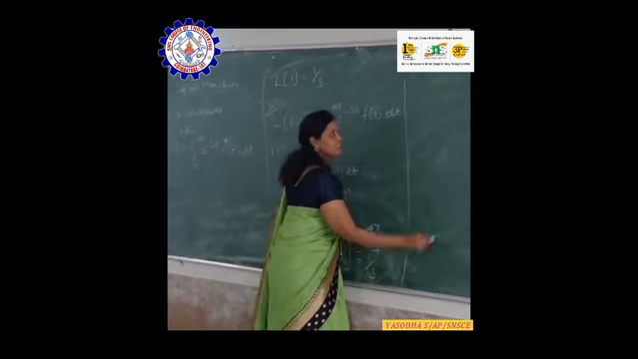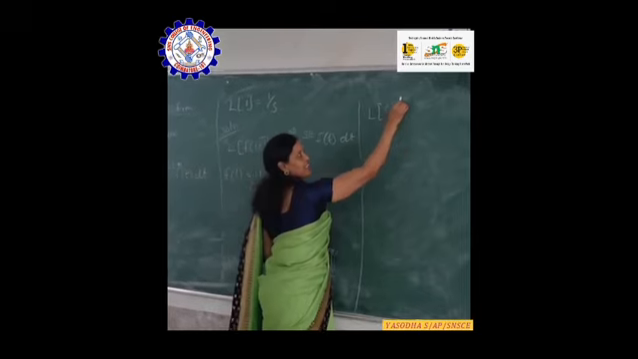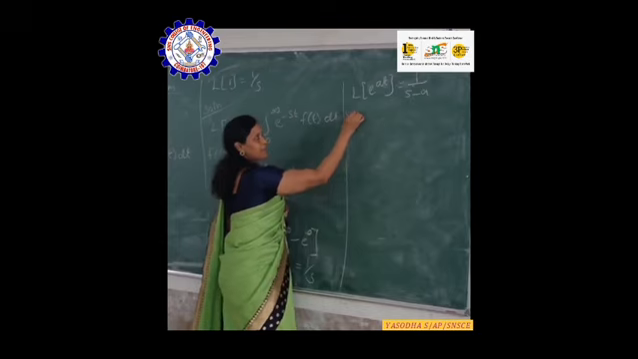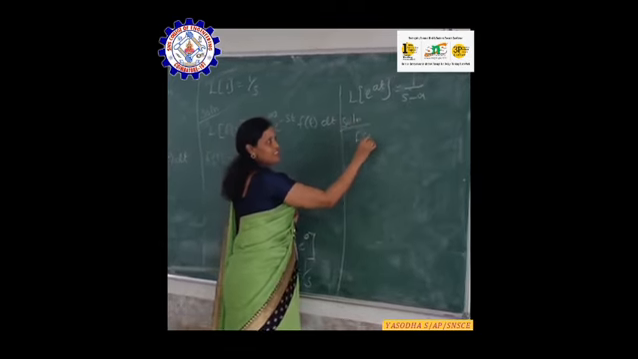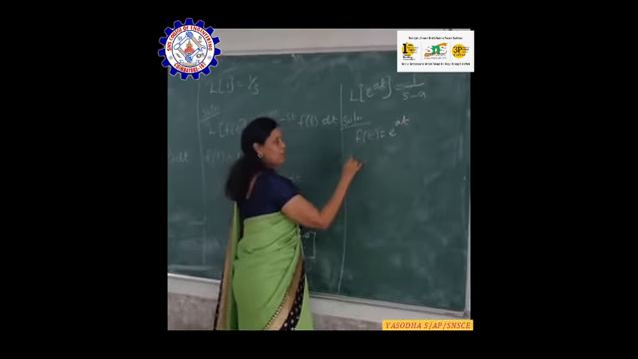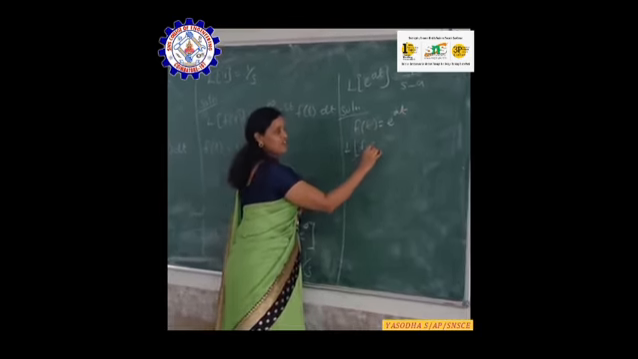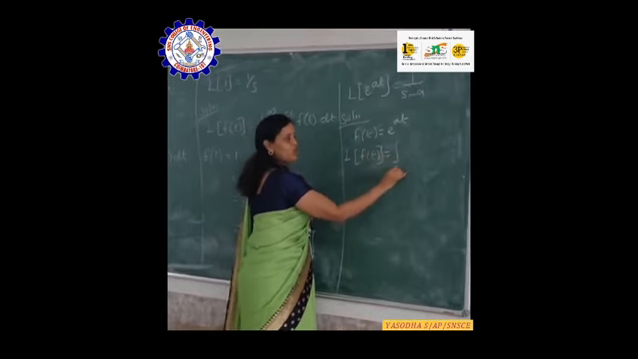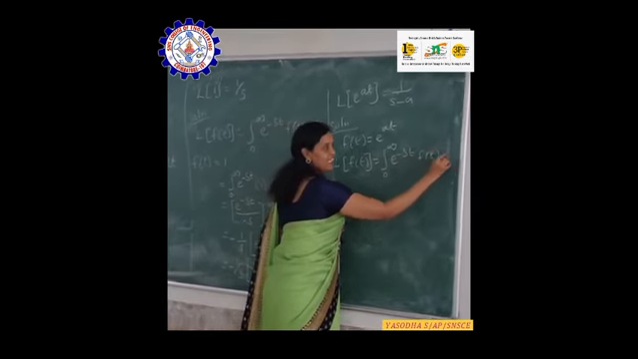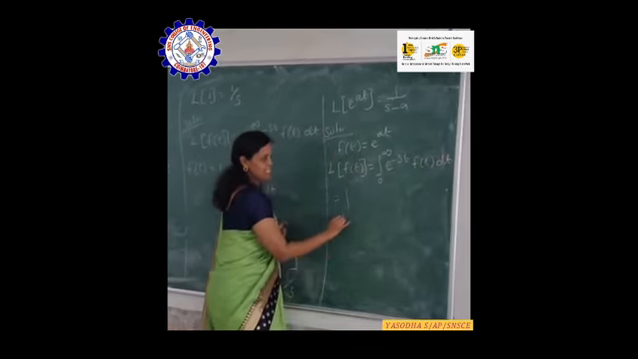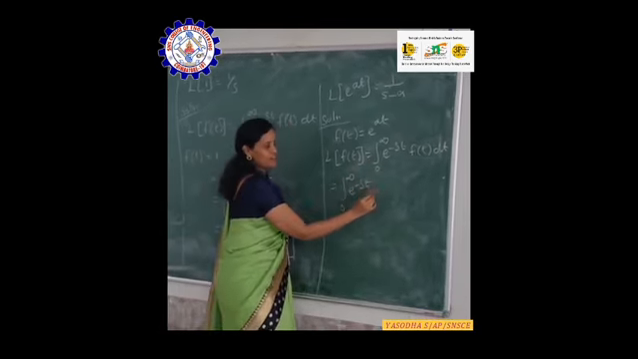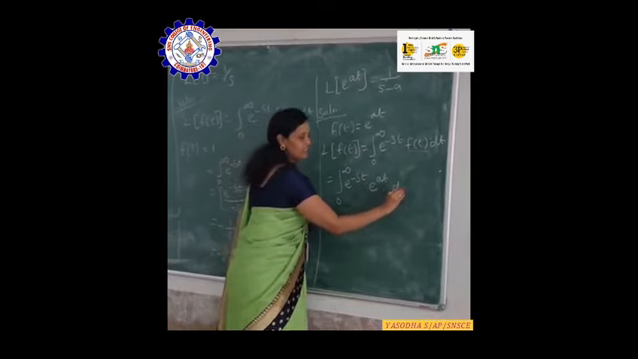So the next property: L of e^(at) is equal to 1 divided by (s minus a). So what is f(t) here? e^(at). Now apply the definition of Laplace. What is L of f(t)? The integral from 0 to infinity of e^(-st) f(t) dt, which is equal to the integral from 0 to infinity of e^(-st), substituting e^(at) instead of f(t), into dt.